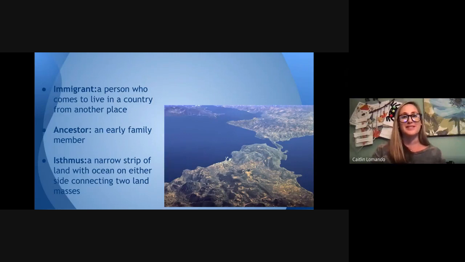However, our great-grandparents, our great-great-grandparents, and further back are considered ancestors. And also an isthmus. Here's a picture of an isthmus. An isthmus is a narrow strip of land with ocean on either side connecting two land masses. It's going to be important to understand what an isthmus is as we move into the next slide.